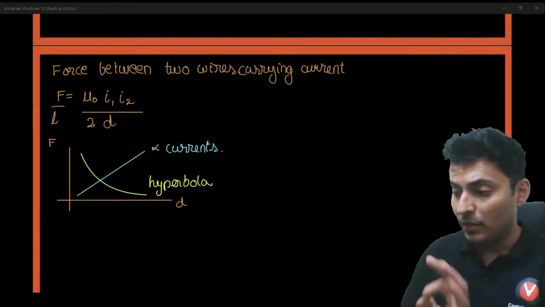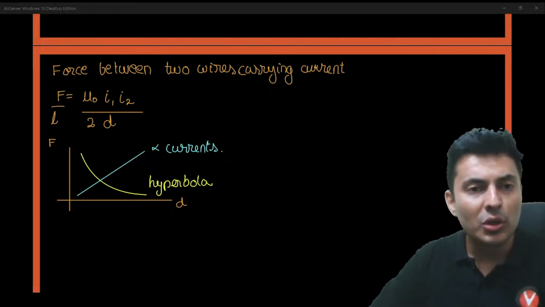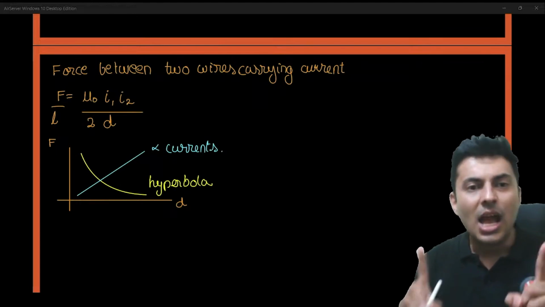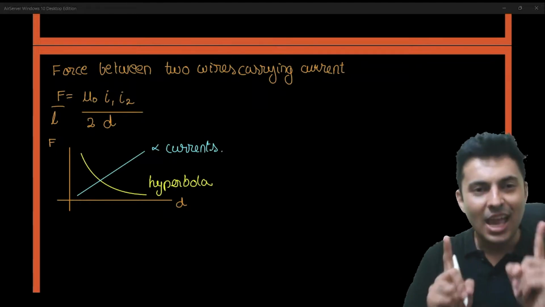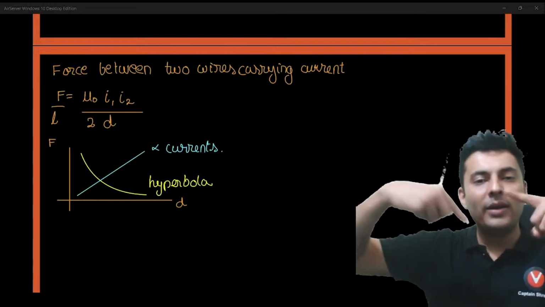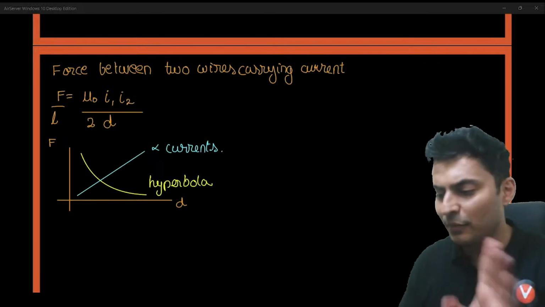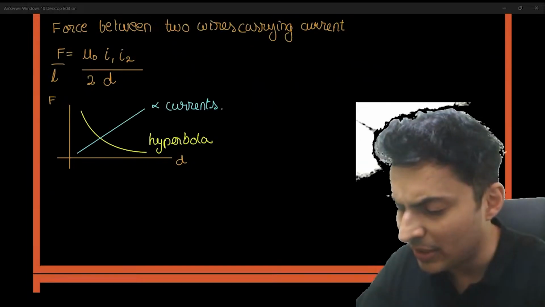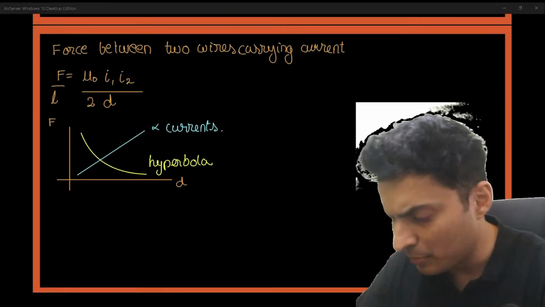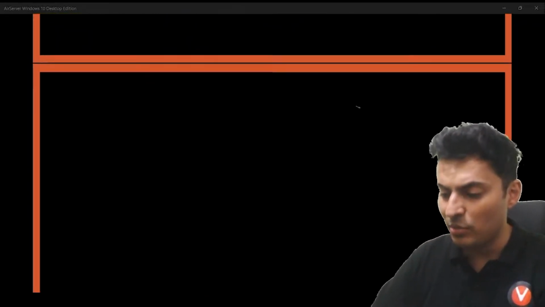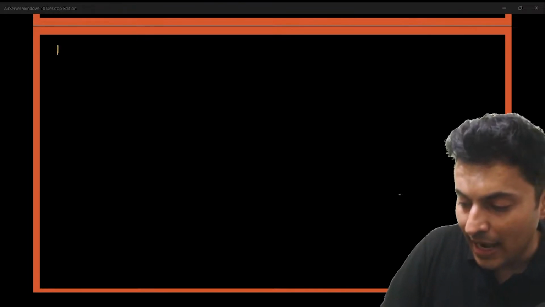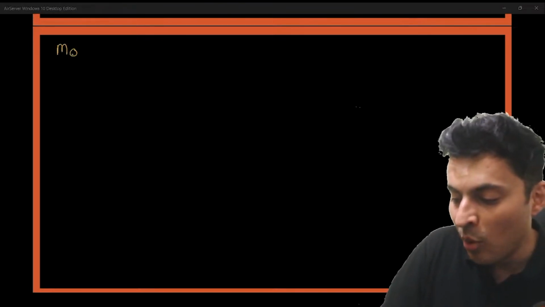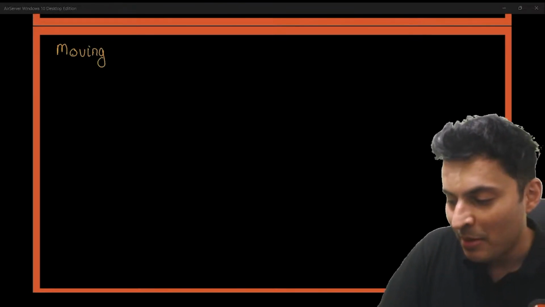Cool. Now you should also know that the forces are attractive for same directions and it is repulsive for opposite directions. So that is another thing which you should know with regards to forces between two wires carrying currents. Perfect. Next important thing, your MCG. What is MCG? Moving coil galvanometer.